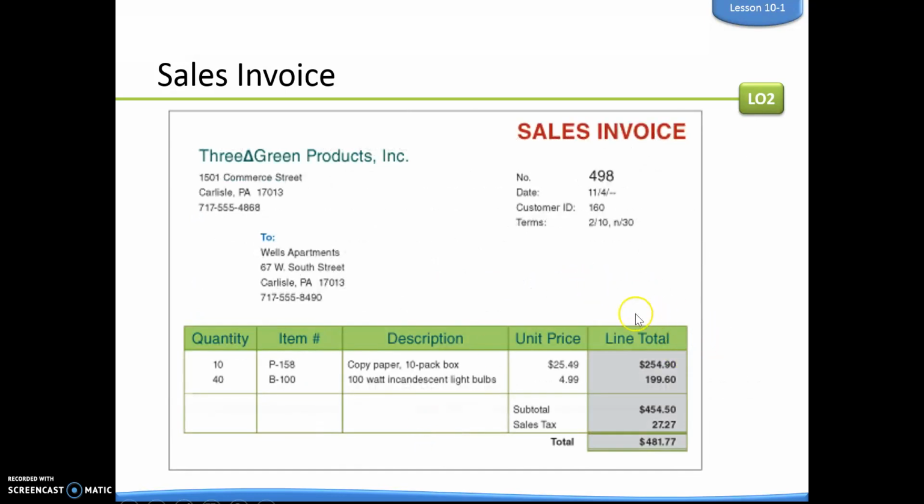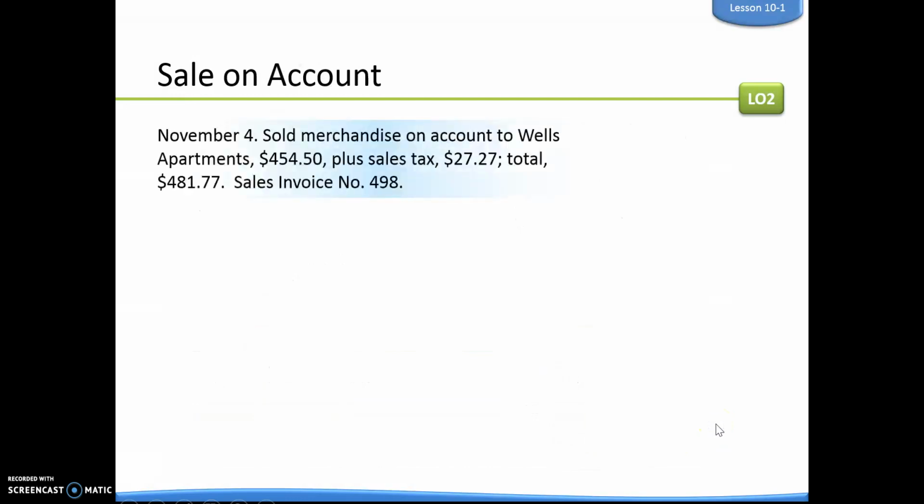So here's an example of a sales invoice. Remember, our company is 3 Green Products, so that's why their name is up here. And we're selling to Wells Apartment. We sold them 10 boxes of copy paper and 100-watt incandescent light bulbs. We've got our unit price, the number that they bought, and then the total. Also notice down here that we have our sales tax. We'll need to pay attention to that when we journalize our transaction. It says on November 4th, we sold merchandise on account to Wells Apartment for $454.50 plus sales tax of $27.27 for a total of $481.77.